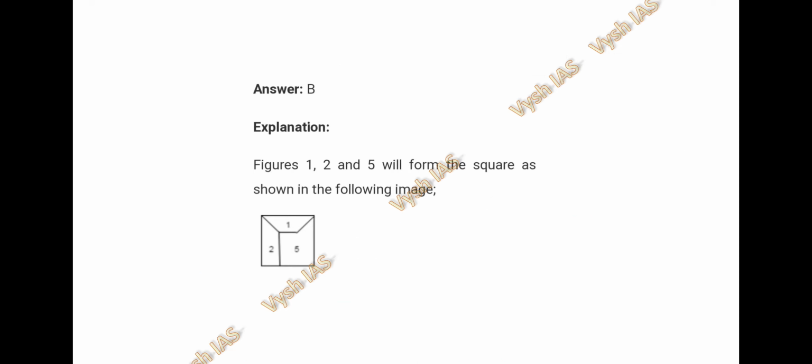You can check out the solution once again over here. 1, 2, 5 will form the square as shown in the following image.